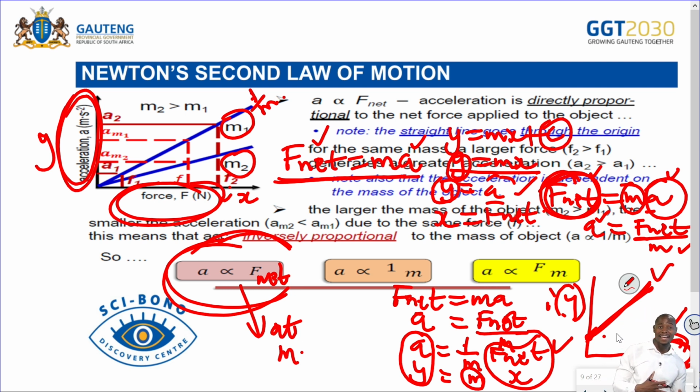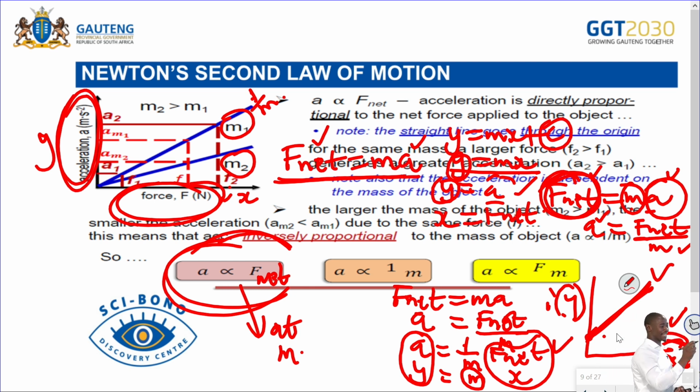I'm having A as my dependent, I'm having F as my independent, right? So I need to check an equation now. Find an equation where I'm having A and also F net. That equation is F net equals MA, right? So if that equation is F net equals MA, this is a straight line.